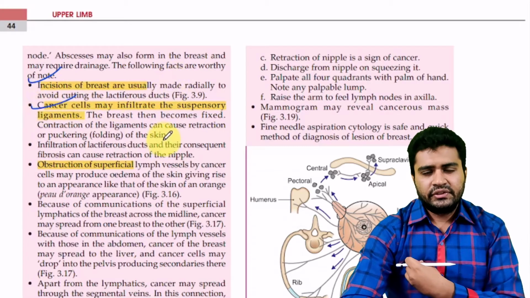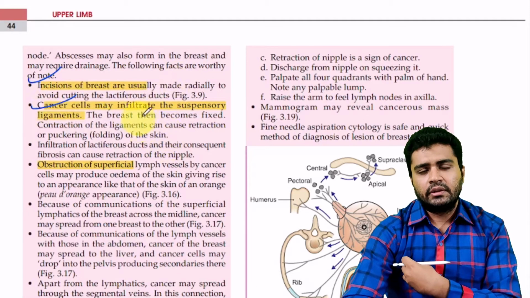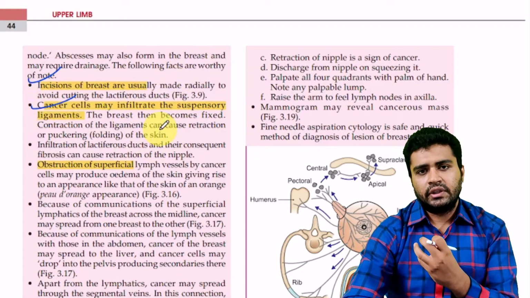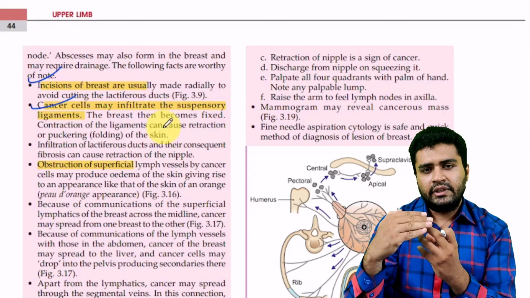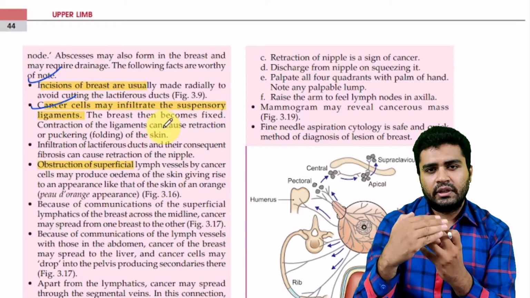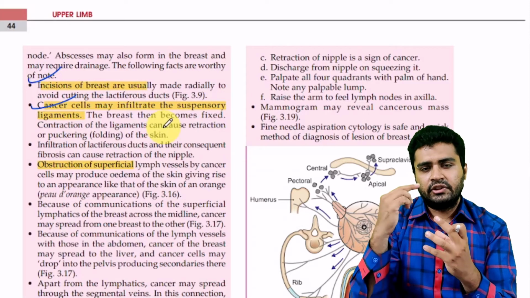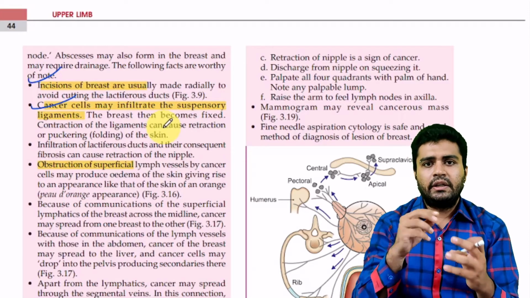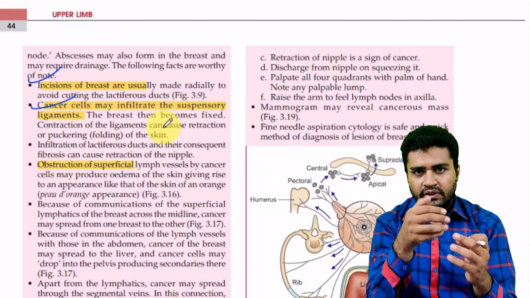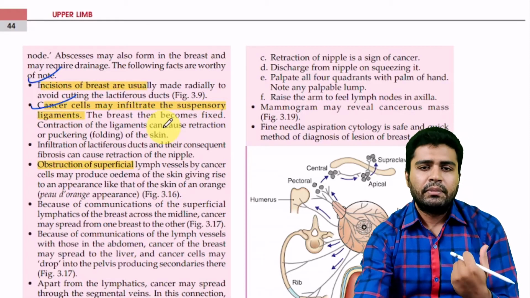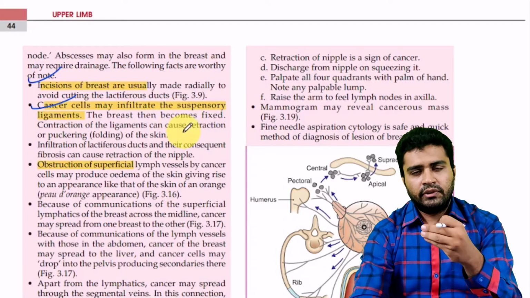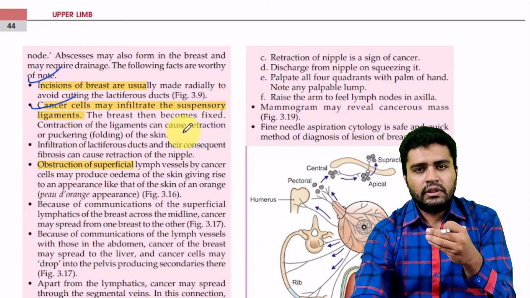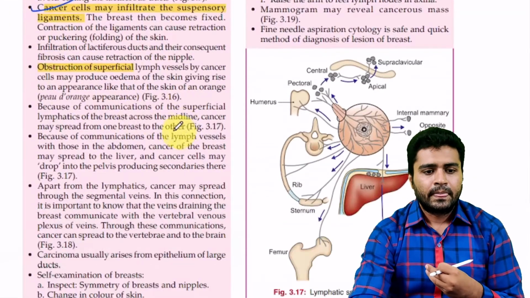Then when cancer grows inside the breast tissue and the suspensory ligaments are affected, if the cancer enlarges and the suspensory ligaments are passing through it, the suspensory ligaments are bent, so it will pull the skin inside and produce dimpling of the skin. Yes, because the skin is fixed with the suspensory ligaments, so it will pull that skin part inside.